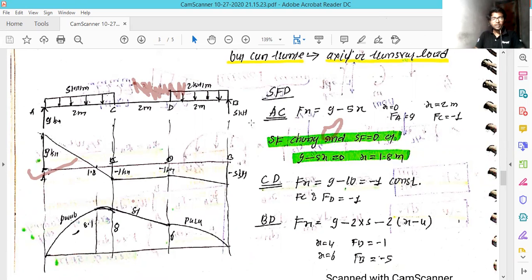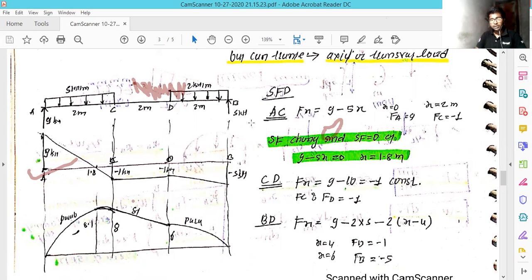And if you put the value in this cross section x equal to 0, you get the force at A equal to 9. And if you put the x value equal to 2, which is the force at the C section, it will give 9 minus 10 equal to minus 1. So definitely it's going to cross the neutral axis, and we know that definitely it's going to change over there.